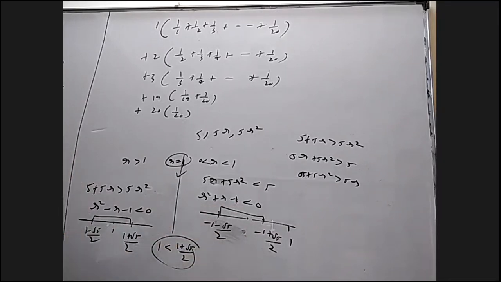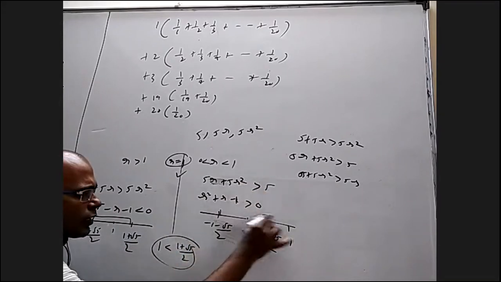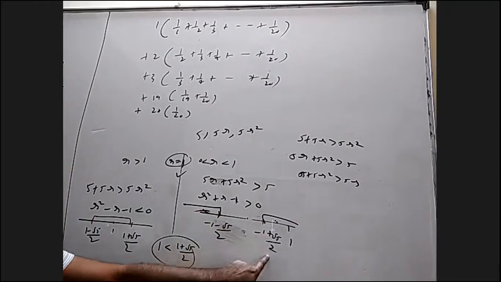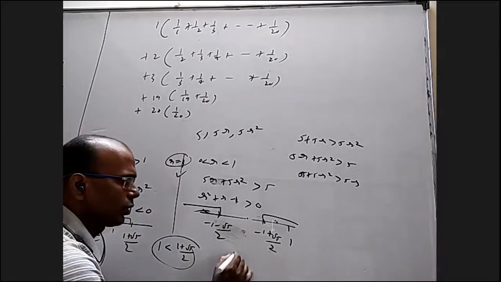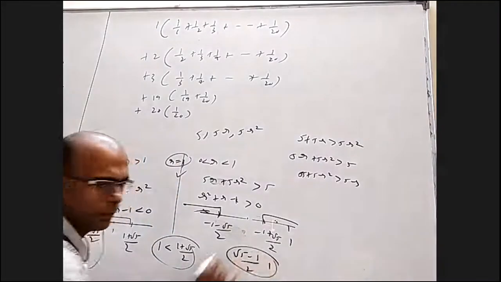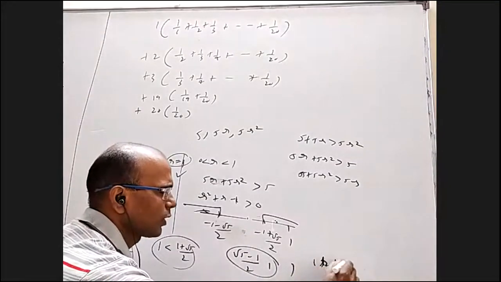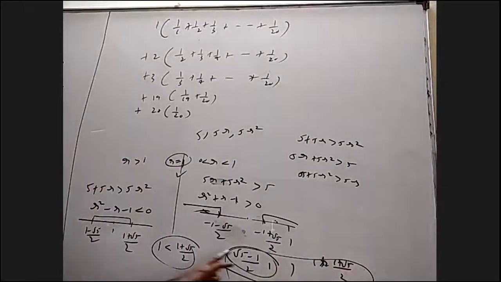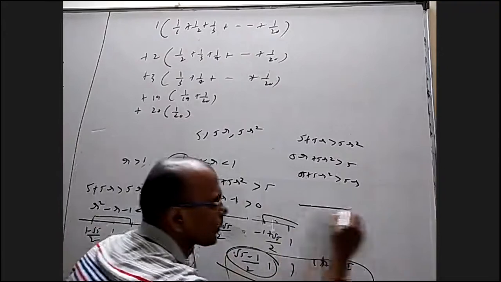Is this less than 0 correct? No, this should be greater. Sorry. This should be greater. So we'll get more than this, less than this, but negative is not okay. So we are getting minus 1 plus root 5 by 2 to 1. Okay. So here you got root 5 minus 1 by 2 to 1. 1 is also okay. And 1 to 1 plus root 5 by 2 is also okay. If we take all these things together, we'll get root 5 minus 1 by 2 to root 5 plus 1 by 2.